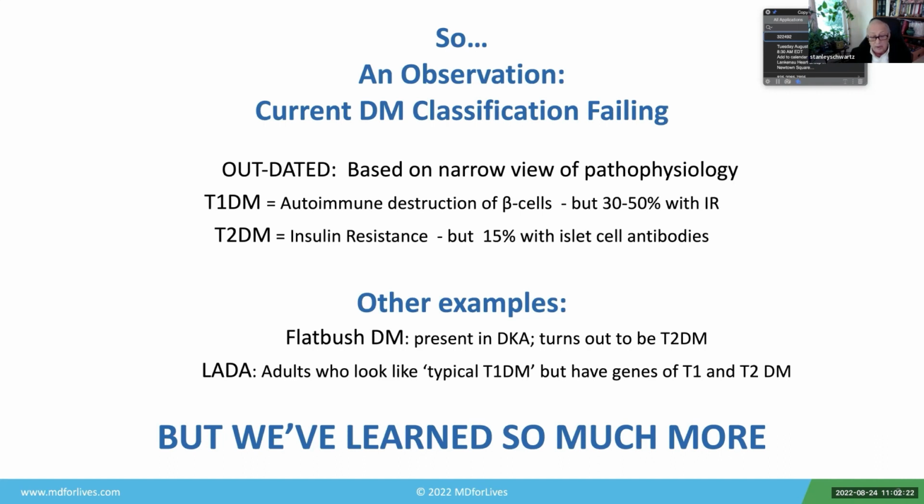Another example is Flatbush diabetes. It presents as DKA, but it turns out to be type 2 diabetes. LADA, latent autoimmune diabetes in adults, are adults who look like typical type 1 diabetes, on the thinner side, but they have genes for type 1 and type 2 diabetes. We've learned so much more.